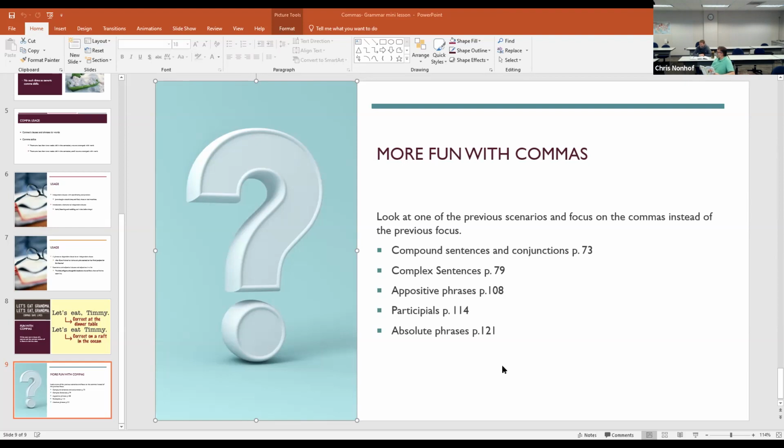Who wants to be the second person to share? Nobody makes eye contact. Bree, do you have something that you would like to share? I mean, I do. But it was scenario 2 for the compound sentences and conjunctions.